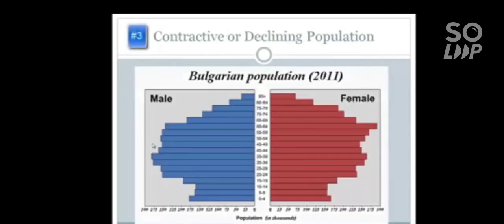The third main type is contractive or declining. These population pyramids have a narrow base. You can see that here there was a fewer number of children actually being born into the population than typically was there before. This indicates a decreasing population trend. A low birth rate is indicative of a well-developed country.